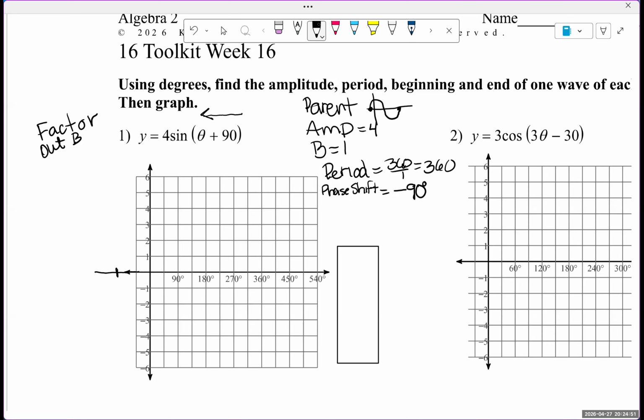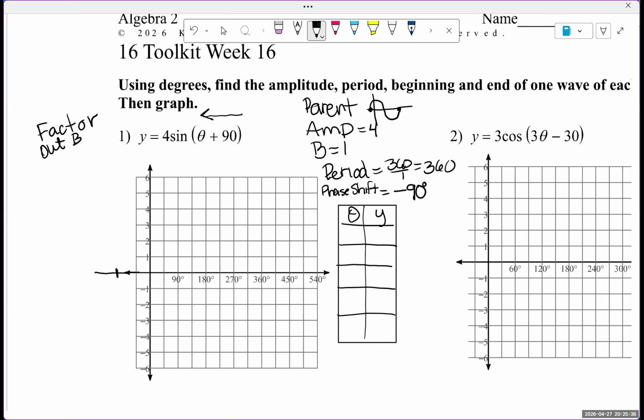Okay, let's make our table. So now the beginning is going to be negative 90. We got that from the phase shift. Now, how do we get the end? We are going to take negative 90 plus the period. So that's negative 90 plus 360 is 270.